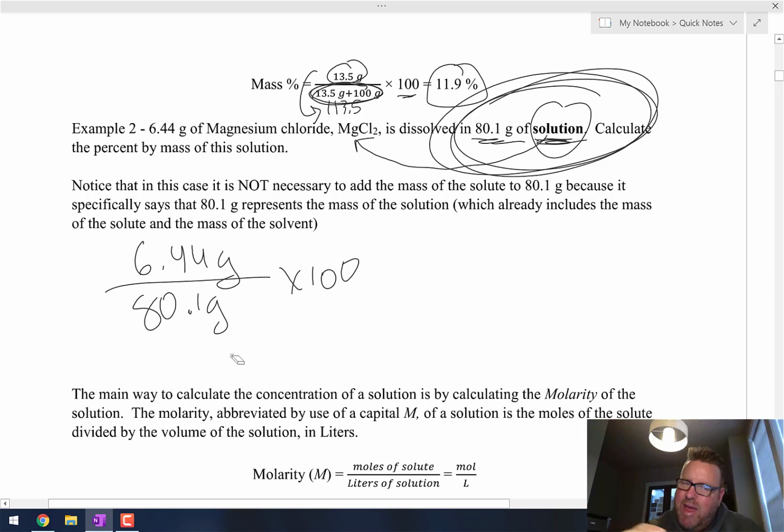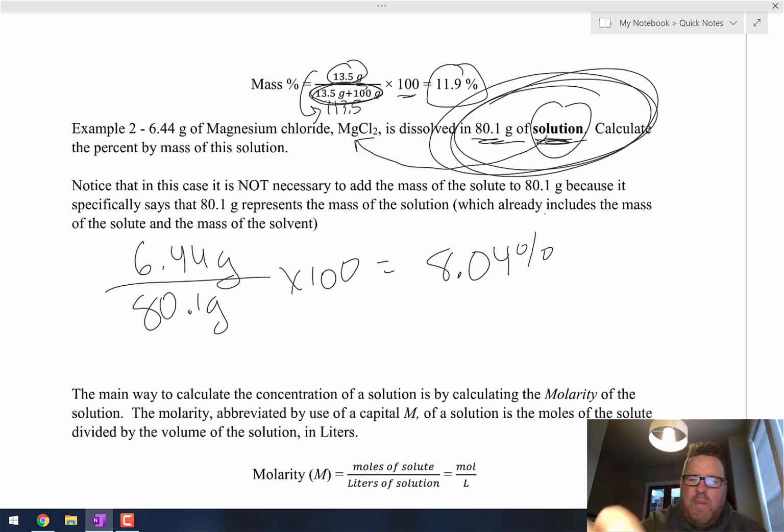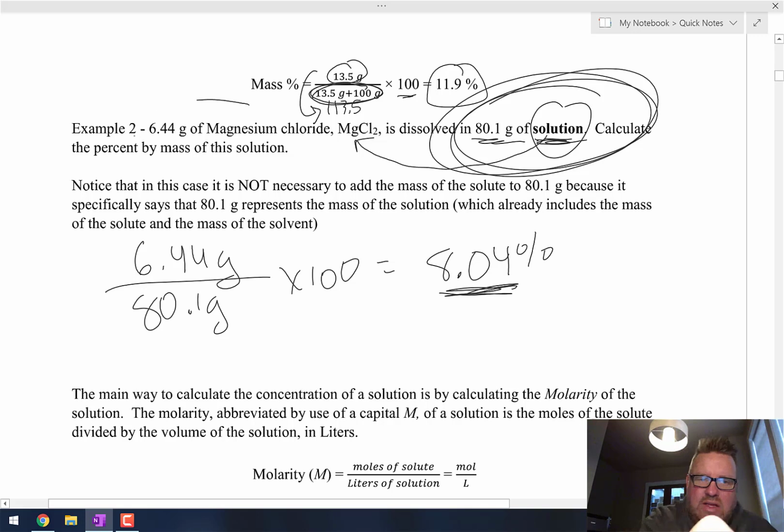So just be really careful when you're doing problems like these. Make sure, is it the mass of the solution on the bottom, or do I need to add the mass of the solvent to it? And again, I'll always make it very clear in the problem how you actually are going to do that. So now I just need to take 6.44 and divide by 80.1, and then I'm going to multiply by 100 to get a percent. And if I do it right, I get 8.04%. And that means that in this solution, that again, it doesn't say it, but it's probably just water, about 8% of that mass is the magnesium chloride, which means the other almost 92% of the mass is certainly going to be just the water.